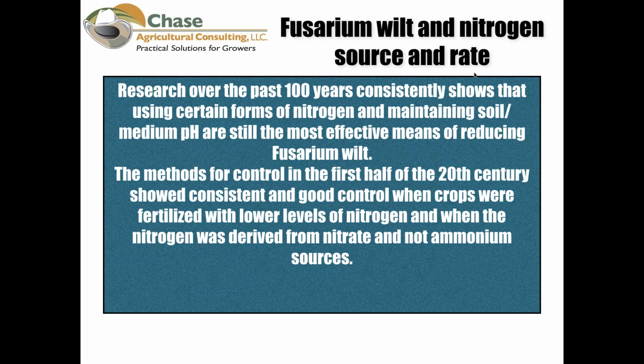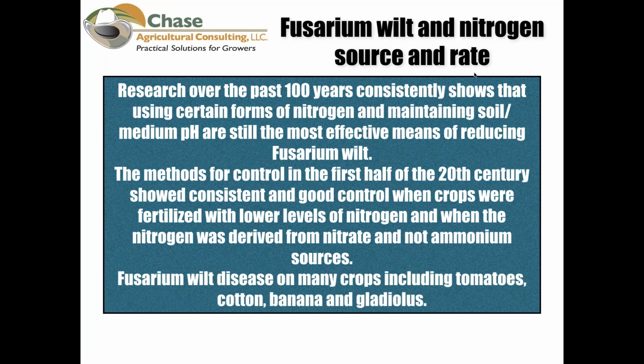The methods in the first half of the 20th century showed that this was the best way to control it, and to avoid ammoniacal sources of nitrogen was what the key was for controlling the disease. Now, in the past 100 years, for the most part, we were not growing things in containers. We were using soil, and it was quite a different situation in the field. But the fact is that these crops, and you see here, for some reason, we actually got some work done on an ornamental, but tomatoes, cotton, and banana, huge crops worldwide, that's how they control this disease.